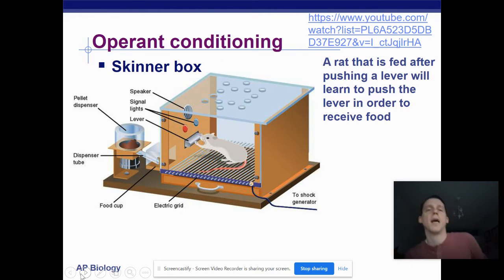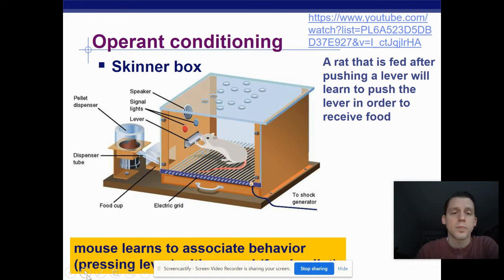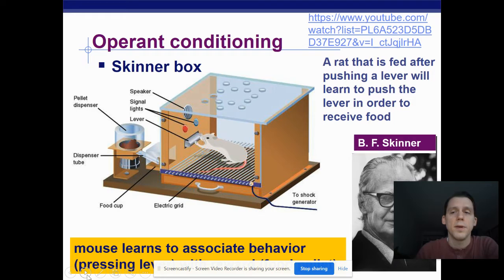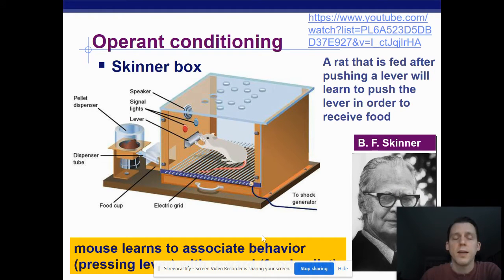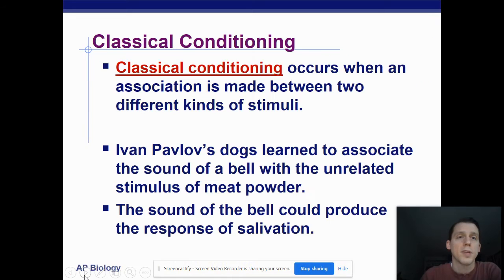So here is operant conditioning, a Skinner box. Basically, a rat is being taught that when it pushes a lever, it gets food. So the rat pushes the lever, and then food comes out of this pellet dispenser. So it learns to associate pushing the lever with getting food. All right. And that was B.F. Skinner that studied operant conditioning.